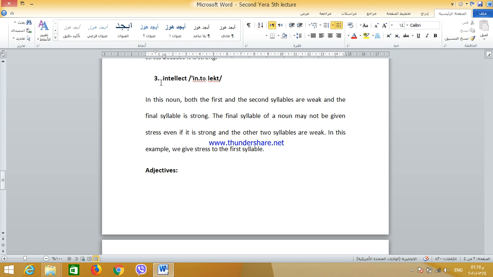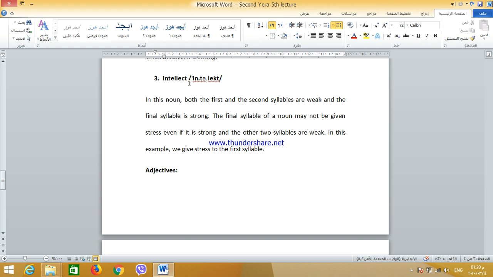We have another example. Intellect. So again, we have three syllables here. The first one starts with the E, which is a short vowel. That's why it is weak. The second one is also weak with a schwa, but the final one is strong with a plus two consonants. So in terms of syllable weight, this is very heavy and strong. It is stronger than the two other syllables.